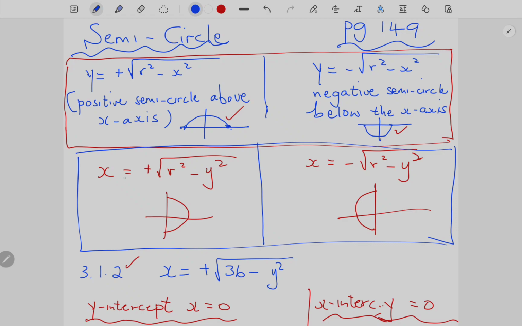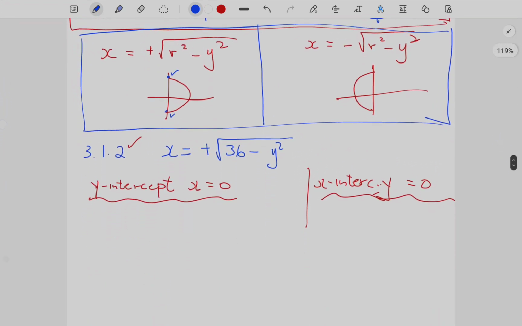However, if it is given as x is equal to positive square root of r squared minus y squared, still this is a semicircle, but now it's a semicircle on the right hand side of the y-axis, whereas x is equal to negative square root of r squared minus y squared is on the left hand side of the y-axis. And then what do you notice about the y values that we have? We've got 2 y values here on the positive side of y values, and also this one on the negative side of y values.